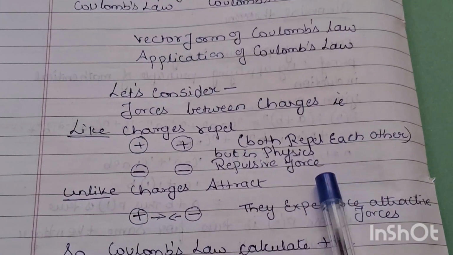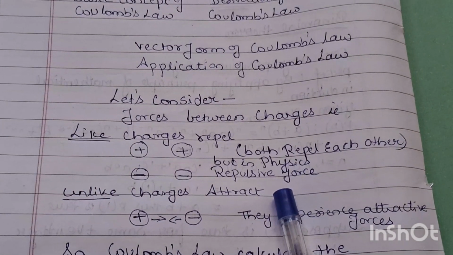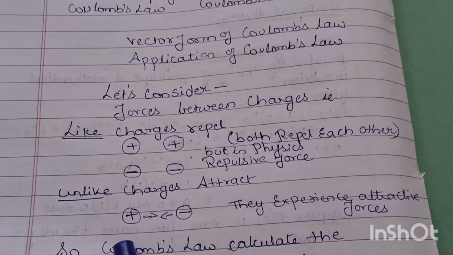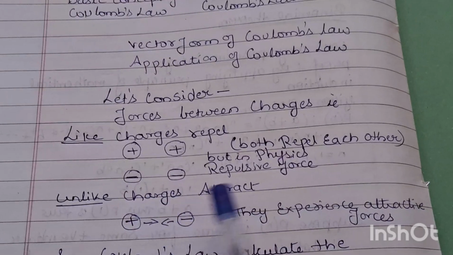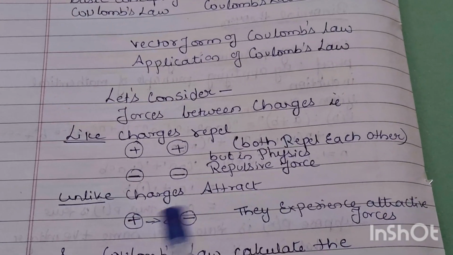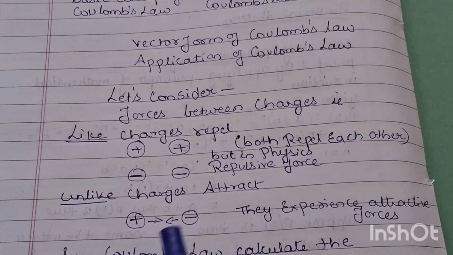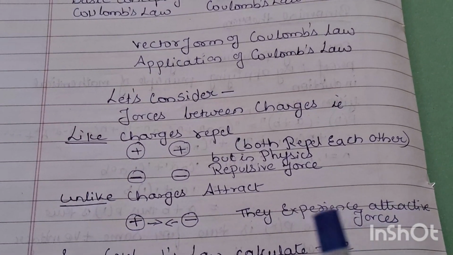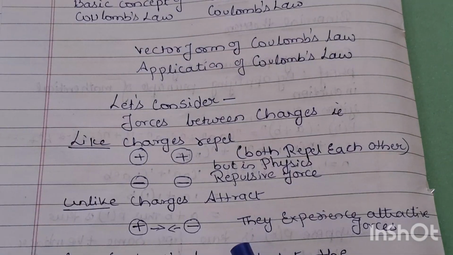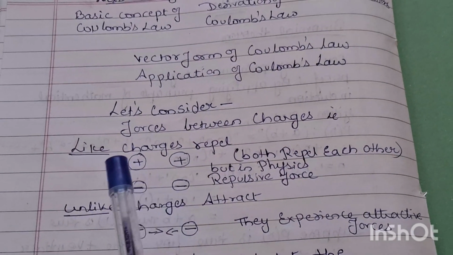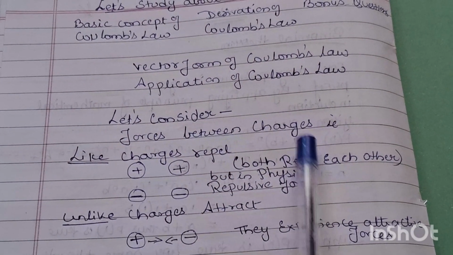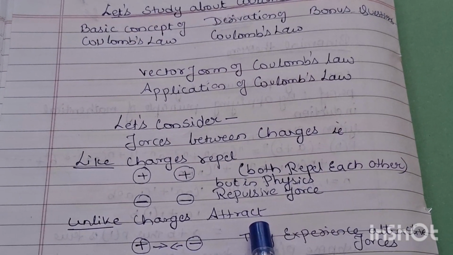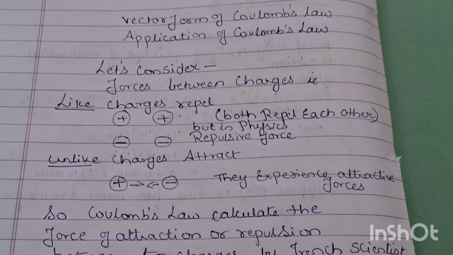But in physics, when you come to the 12th standard, we speak of it as repulsive force. At the same time, when we come to the unlike charges, they attract, everybody knows, that is plus and minus, or vice versa, minus and plus. Here also they experience the attractive force. This is the main basic idea you have to think about under Coulomb's law, that it is regarding the forces between the two charges, that is positive-positive, negative-negative, or positive-negative. Those are the two charges.